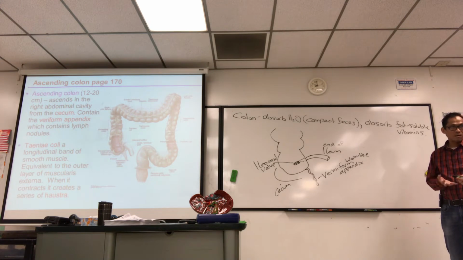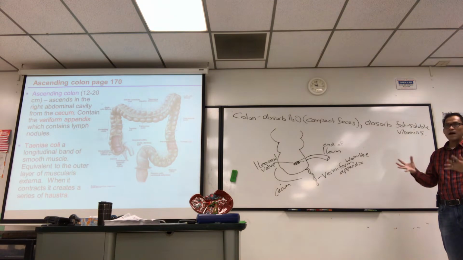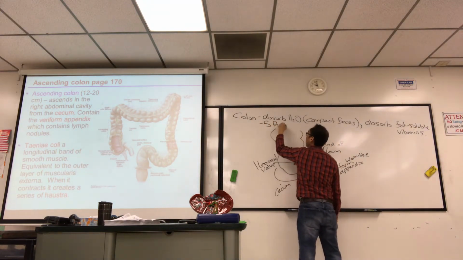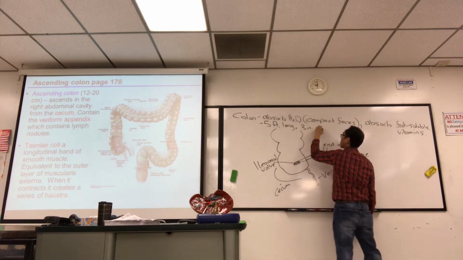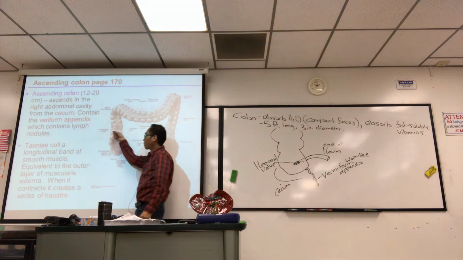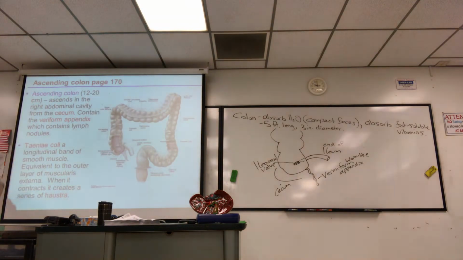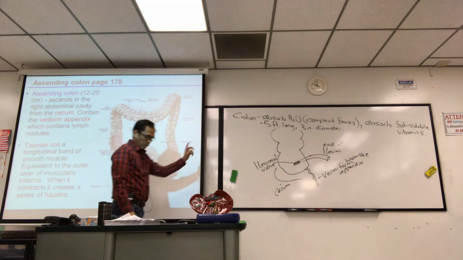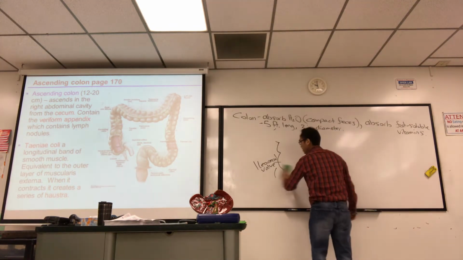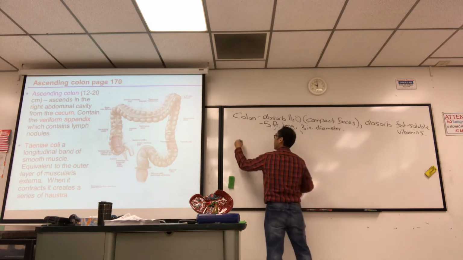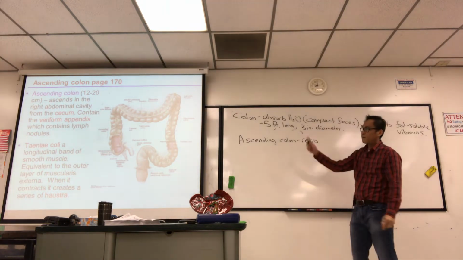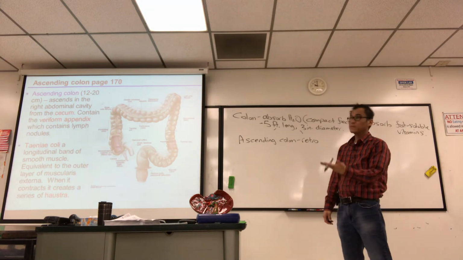The small intestine was about 20 feet long, an inch in diameter. The large intestine is about 5 feet long, 3 inches in diameter, okay, in total. 5 feet long, 3 inches diameter. The jejunum, ileum. This first part of the large intestine is called the ascending colon, and it's for the most part retroperitoneal. Okay. So I'm going to erase this. Ascending colon, retro. See what I have on the slide there? It's, so many centimeters. It ascends retroperitoneal.